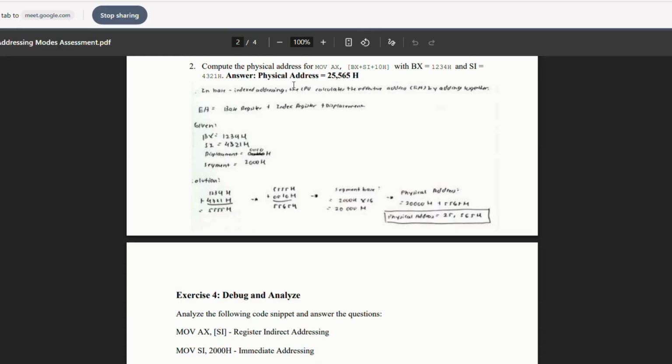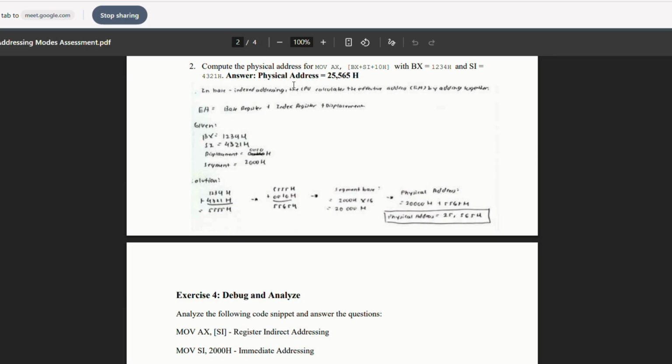So in base index addressing, the CPU calculates the effective address by adding together the base register plus the index register plus the displacement. The base register often holds the starting point of a data block. Then the index register provides an offset within that block, often used for arrays or tables. And the displacement is a fixed value added to fine-tune the address. This is then combined with a segment address to get the physical address in memory.